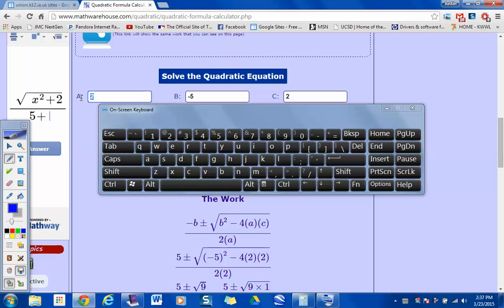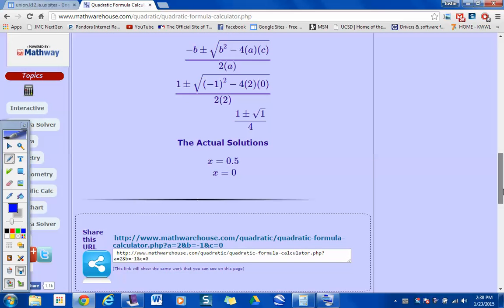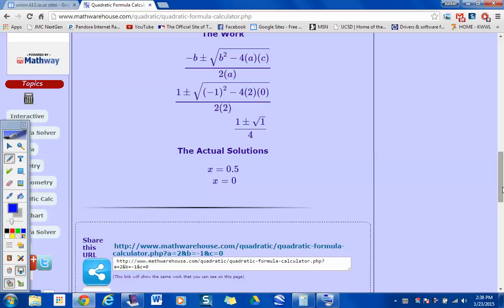What did we say they were? 2, -1, and what was the other one? 0? Okay, so we'll go ahead and solve this. Getting 0.5 and 0. The nice thing I like about this calculator, you don't even have to hit it. It's already solved it for you once you put your values in. Okay? So 0.5 and 0.